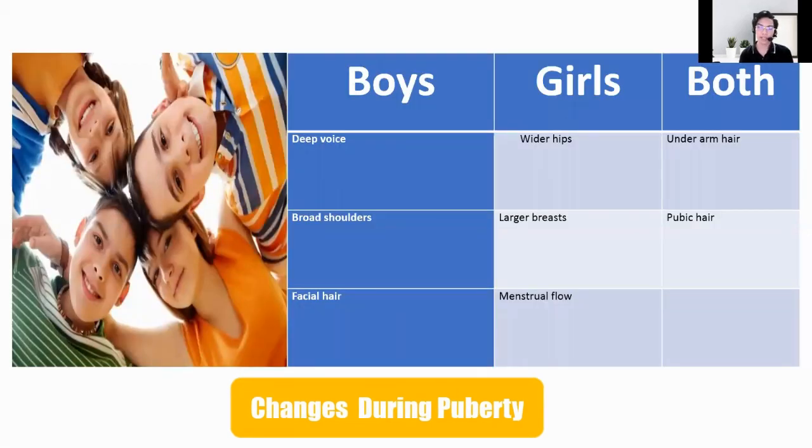So what are the changes among boys and girls during puberty? For the boys, deep voice, broader shoulders, and facial hair. For the girls, wider hips, larger breasts, menstrual flow. Underarm hair and pubic hair happen for both boys and girls.